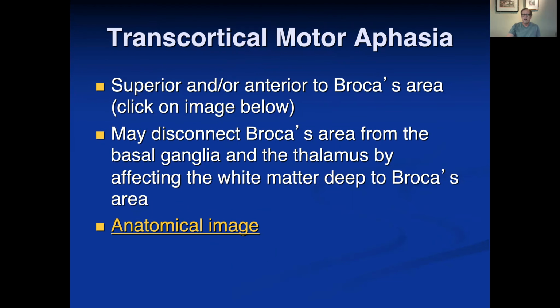Transcortical motor, they have preserved imitation ability too. But in their case, the lesion is superior to and/or anterior to Broca's area. This lesion may disconnect Broca's area from the basal ganglia and from the thalamus, affecting the deep white matter in the region of Broca's, but deep to it. And let's look at the image. Okay, and out here. So here's Broca's area. So deep to Broca's area or out here may result in transcortical motor. All right. Back here.